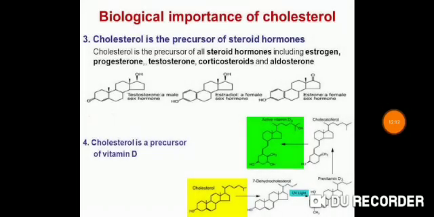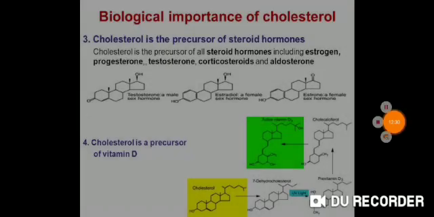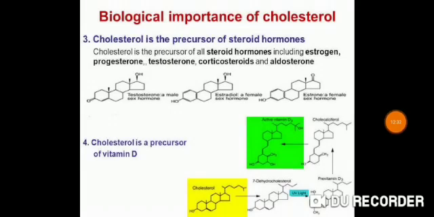In addition to these functions, cholesterol also serves an important role. It serves as a precursor of many steroid hormones, such as estrogen, progesterone, testosterone, corticosteroids, aldosterone, etc. In addition, cholesterol is also a precursor for vitamin D.